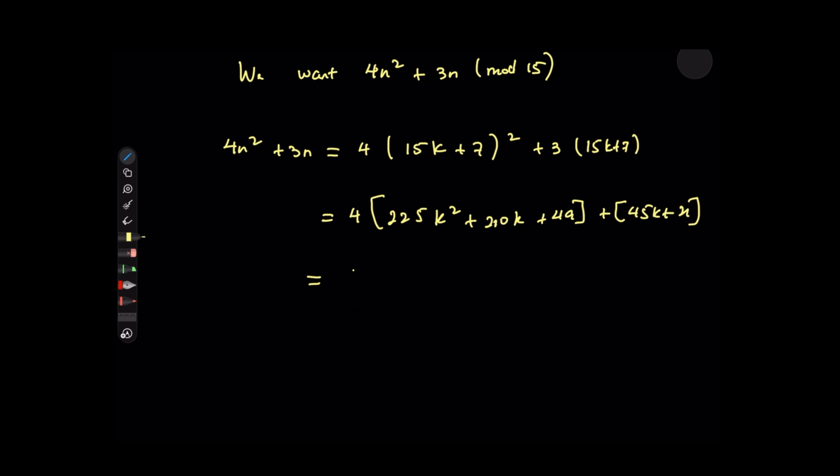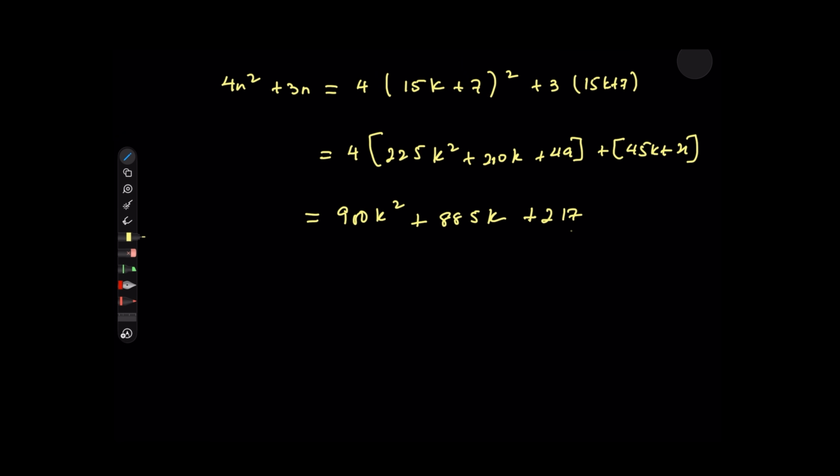So this will be equal to 225 by 4k squared, that's 900k squared. 210 by 4, that's 840 plus 45, that's 885k, and 49 multiplied by 4 plus 21, that's 217 again. Okay, that's good, right?